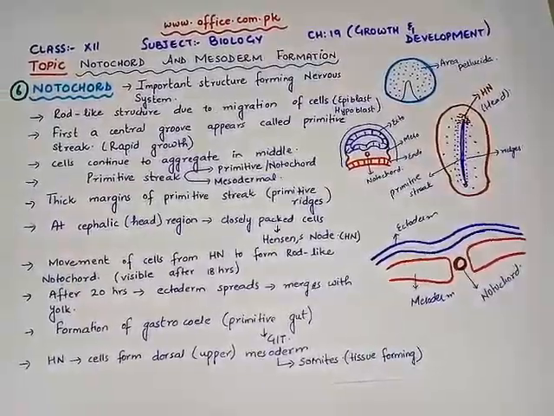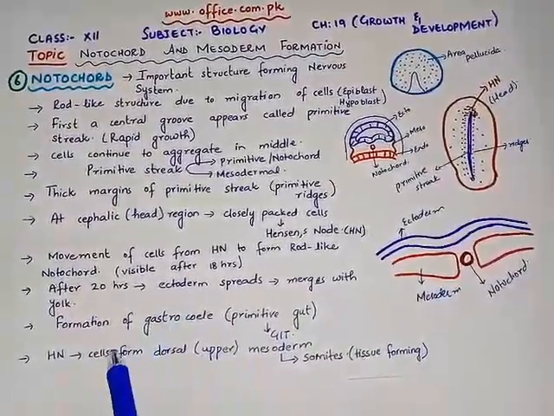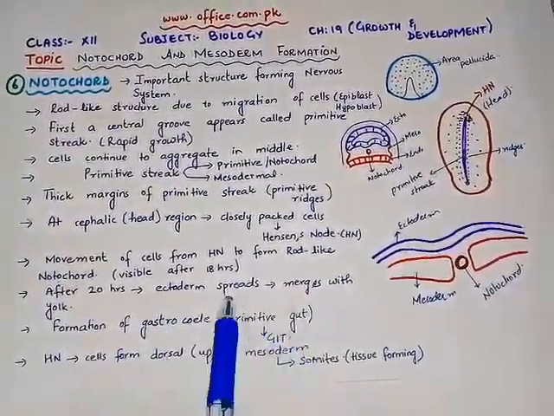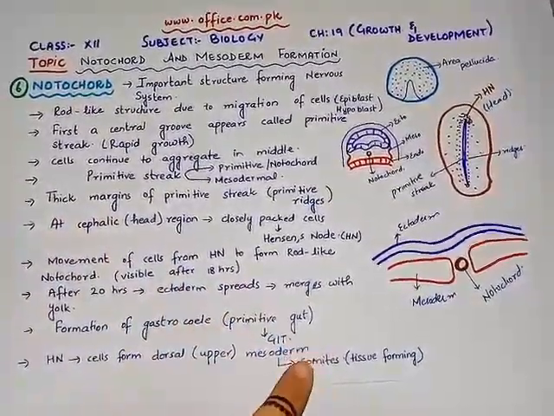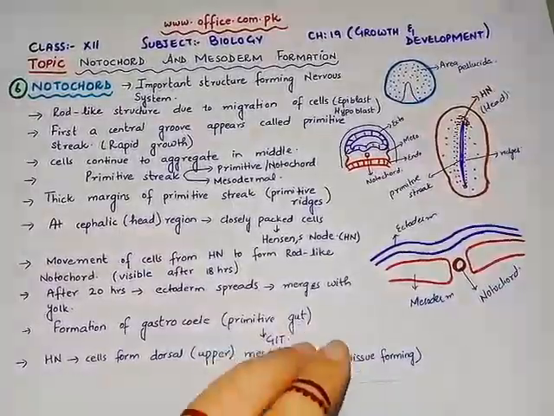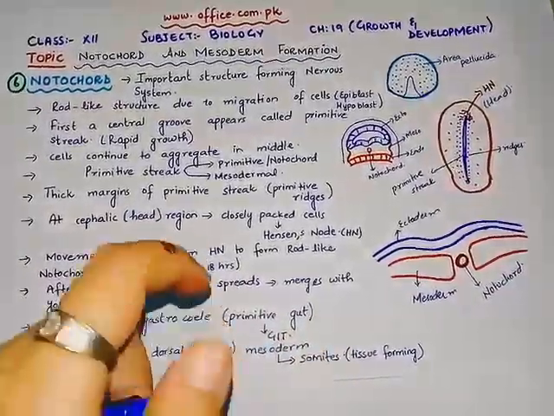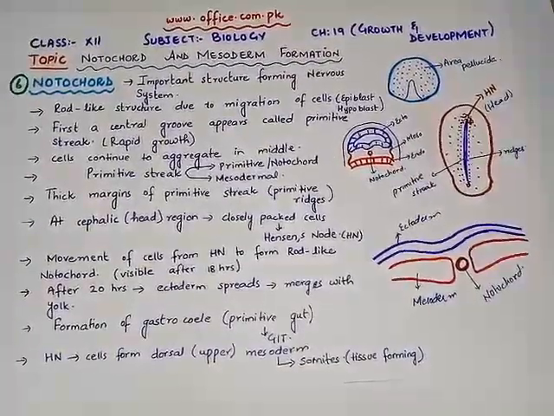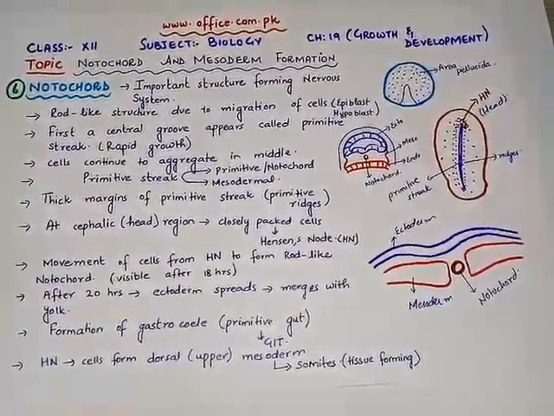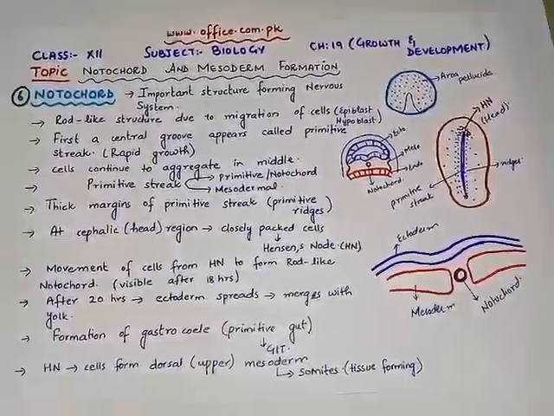The Hensen's node cells form the dorsal or the upper mesoderm. Dorsal means the upper mesoderm. Here, various collections of cells known as somites are also present. The somites are collections of cells that will give rise to future organs. Means some organs are formed with the help of somites.